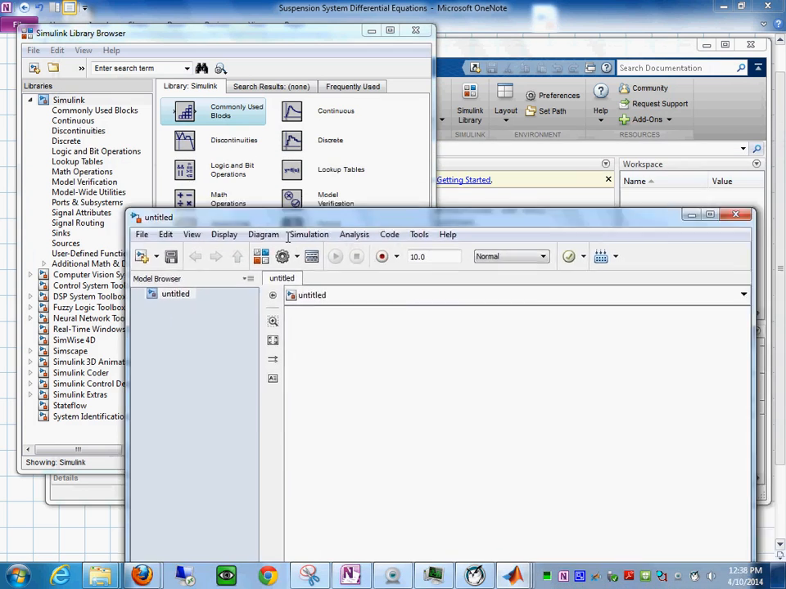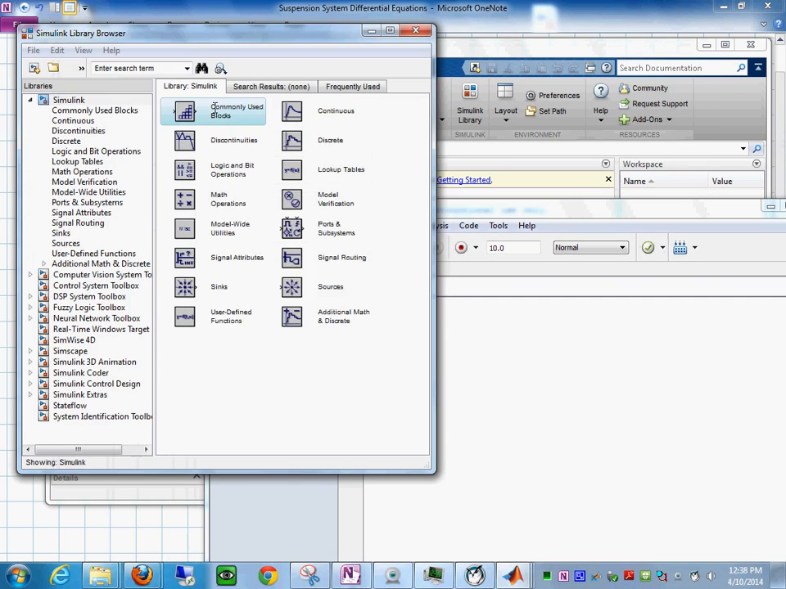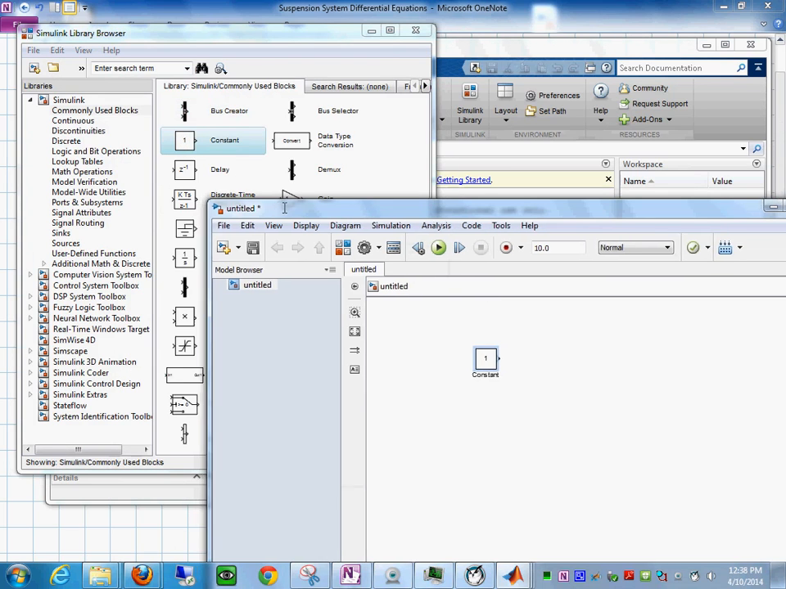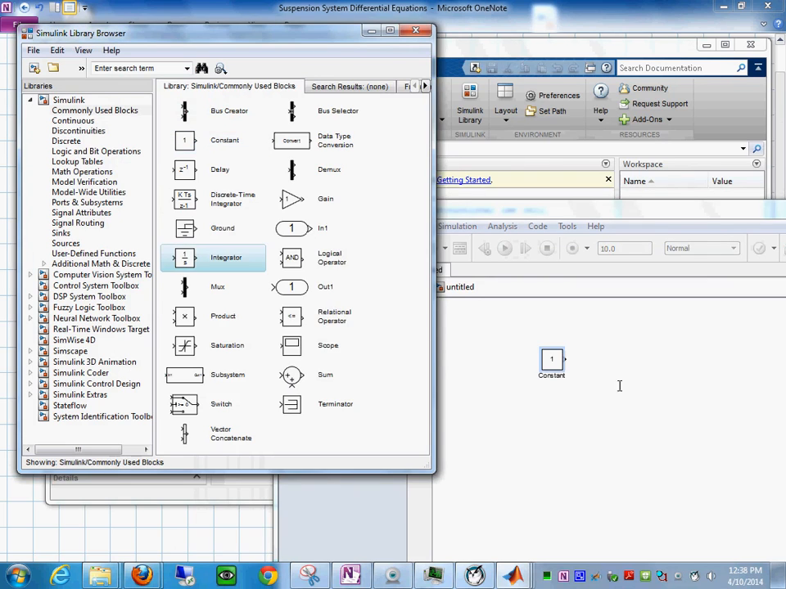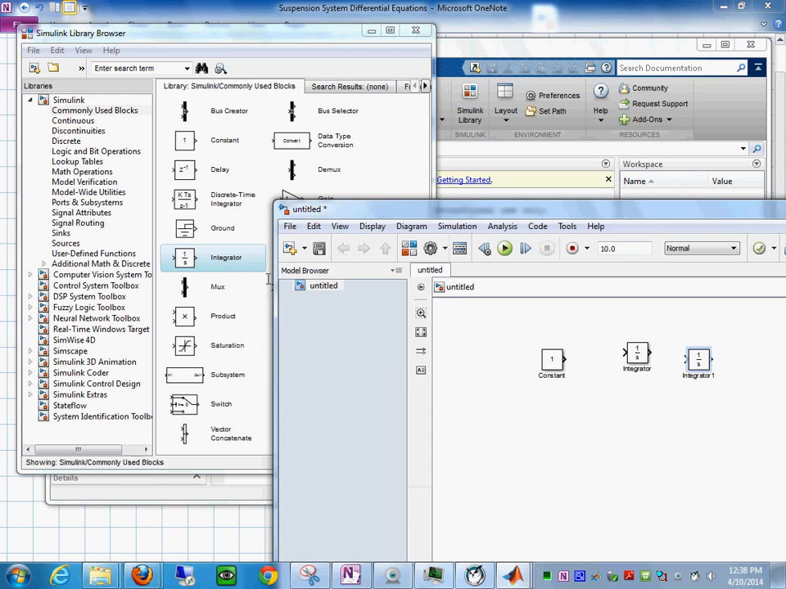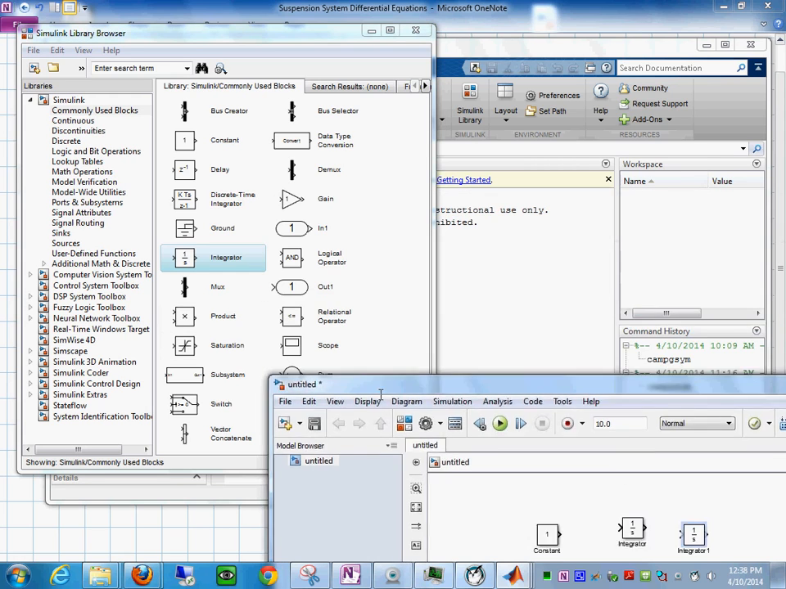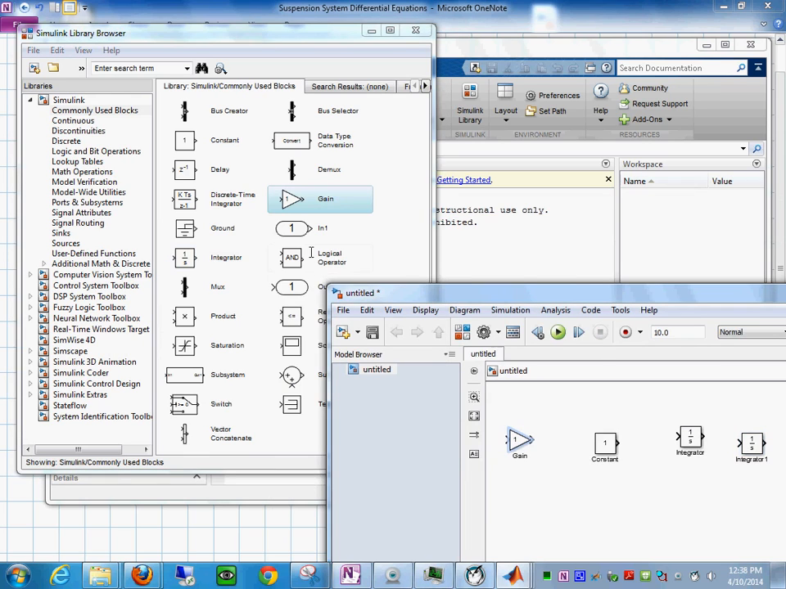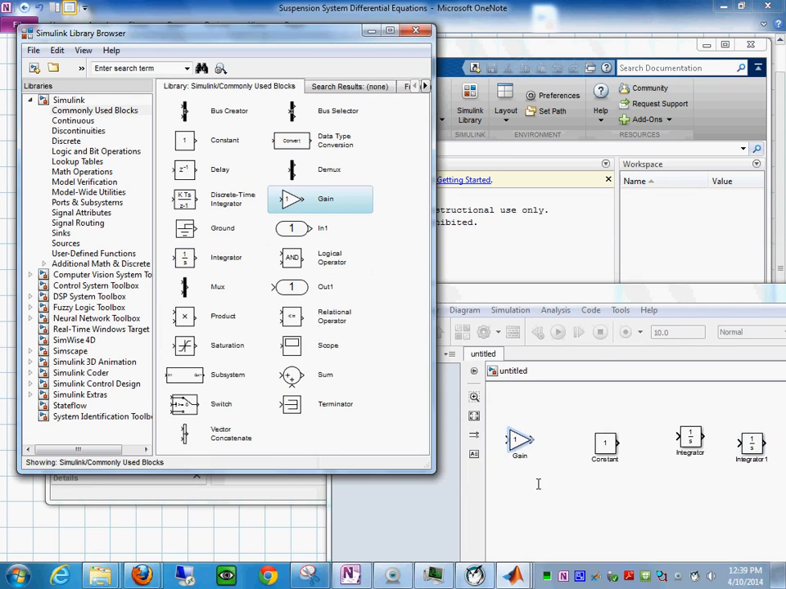And then we need to pick the most common blocks. Obviously, we're going to need constants like this. We're going to need two integrators that we have, some gains. Yes, we're going to need a few of these.